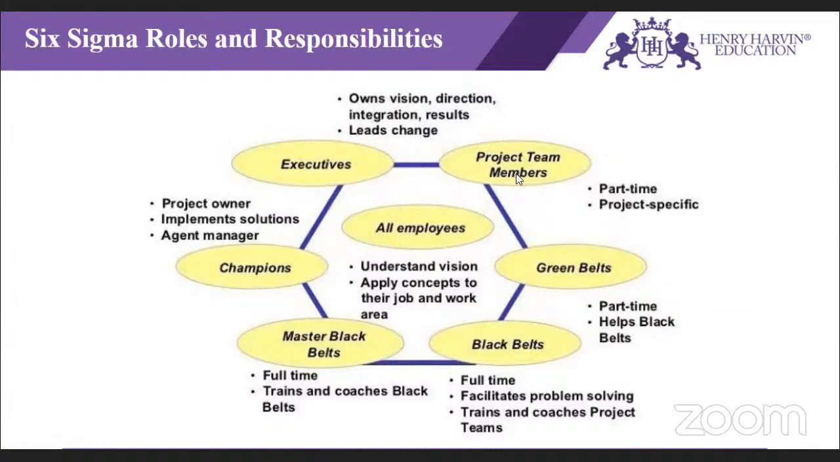So champion, executive, project team members, that is important. But what is important right now for you to understand is that the Six Sigma journey starts with white belt. Then it goes to yellow belt, then green belt, then black belt, and then master black belt, right? White belt is generally a session like the one we are having right now. You won't be talking a lot about tools and techniques. We talk about basic things, right?